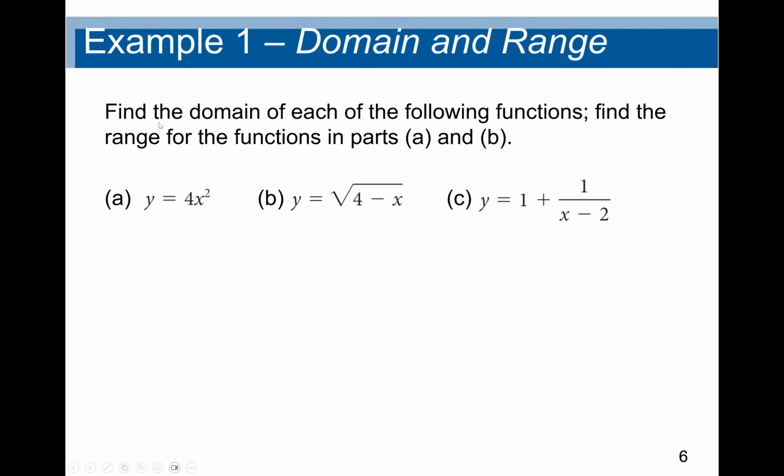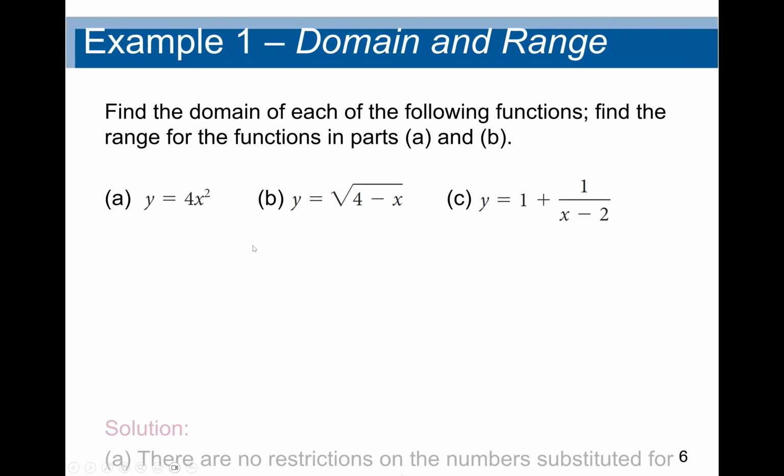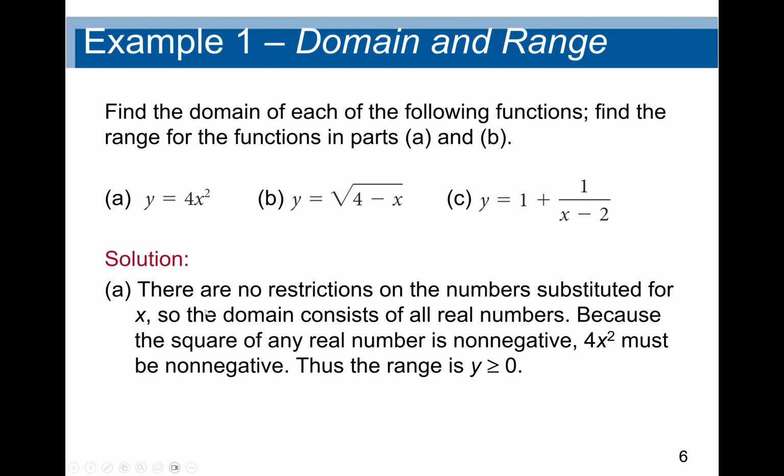Now let's look at the second example. Here we are going to find the domain of each of the following functions. So we have y equal to 4x squared. To find the domain, it doesn't matter, any value of x will give us a value of y. So this means it will be negative infinity to positive infinity. There's no restriction on the value of x.